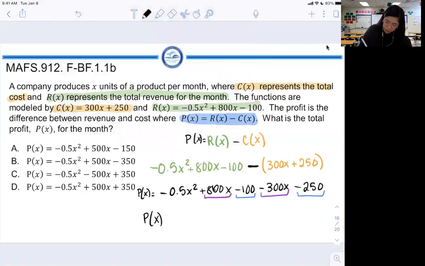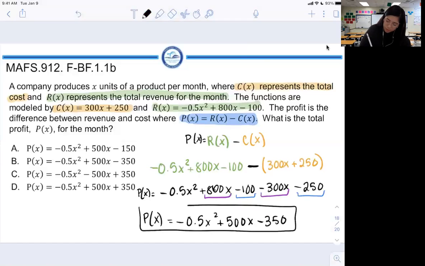So I'm left with negative 0.5x squared, plus 800 minus 300, which is 500x, and then negative 100 minus 250, which is negative 350. That's it. So answer choice B.